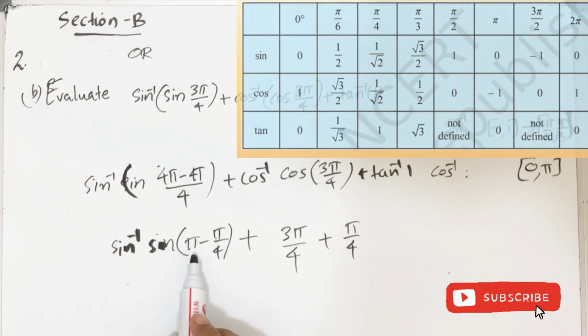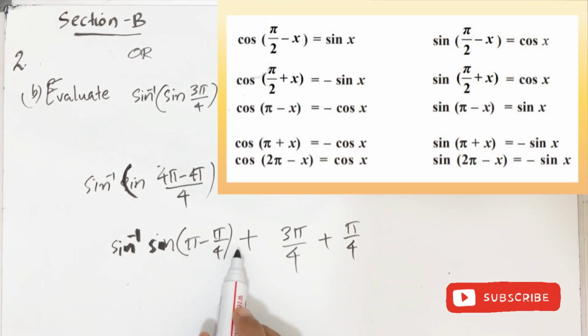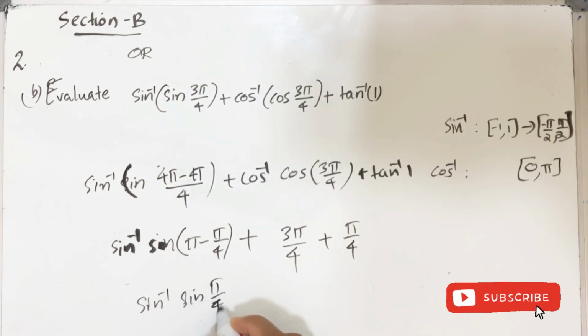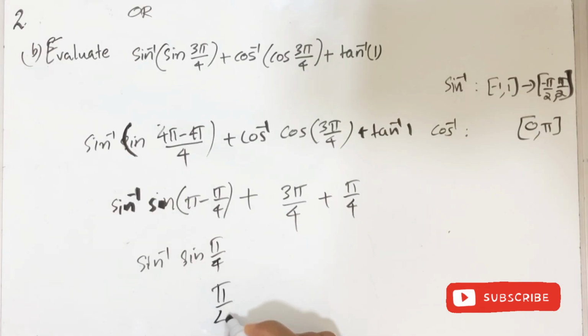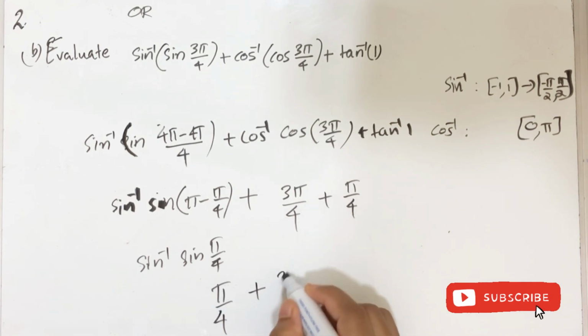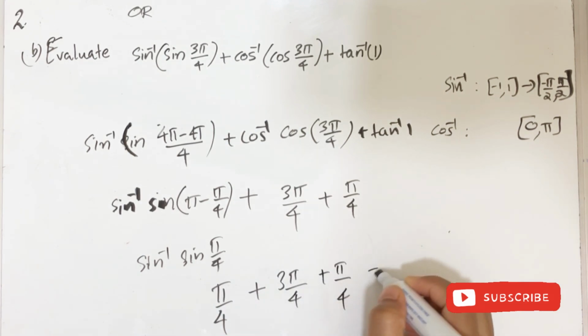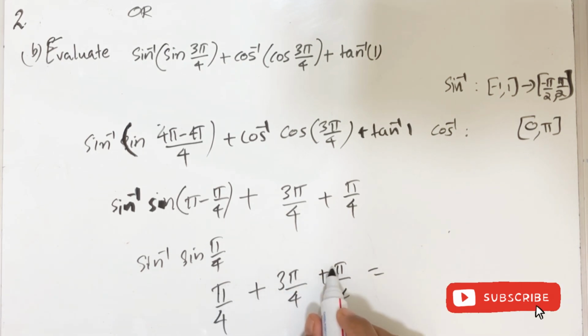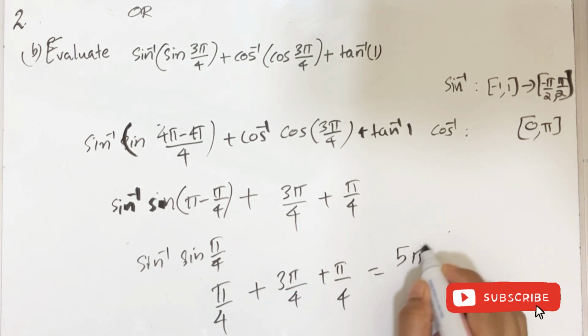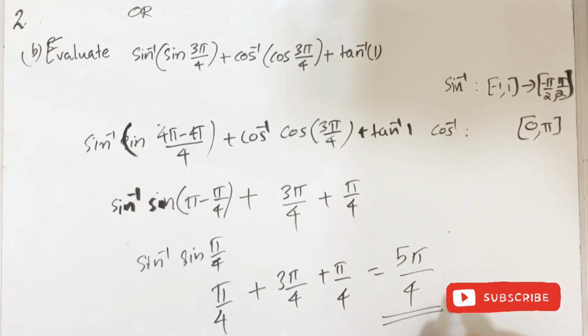Okay, then here see, what is sine of pi minus pi by 4? You know, sine of pi minus x is sine x. So this will be sine inverse of sine pi by 4, which is equal to pi by 4. Okay, so this is pi by 4 plus 3 pi by 4 plus pi by 4, which is equal to 3 pi plus pi, 4 pi plus pi, 5 pi by 4. So the answer is 5 pi by 4.